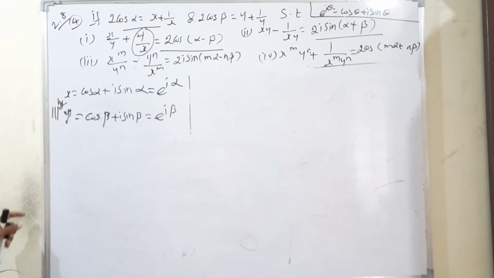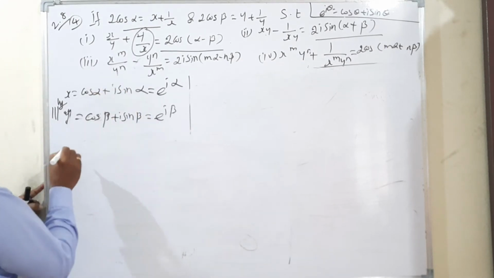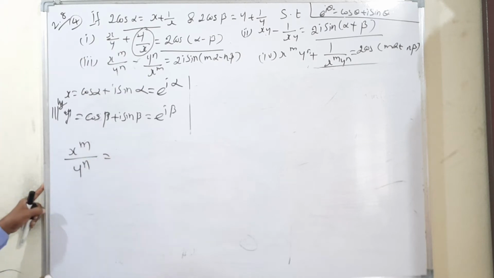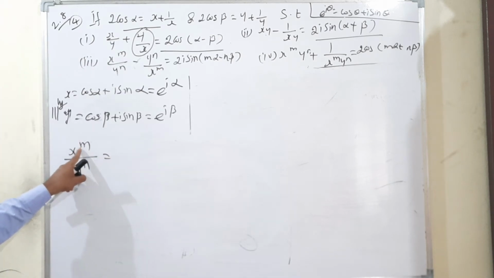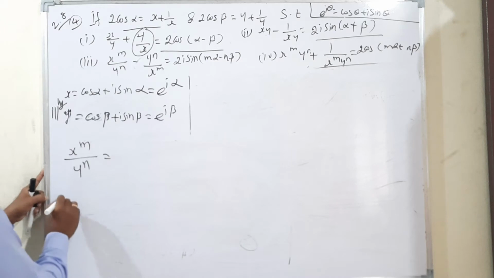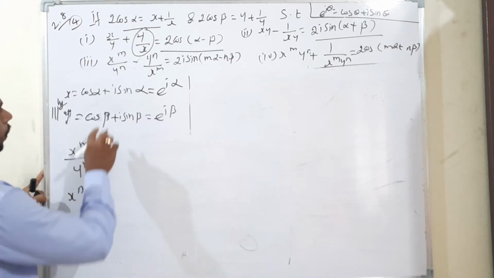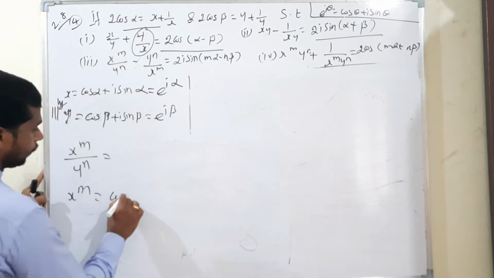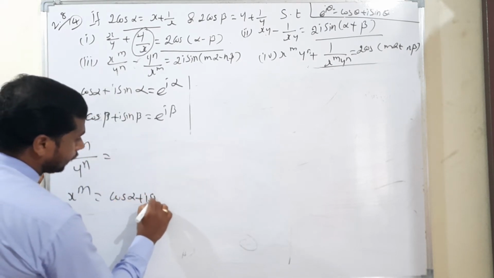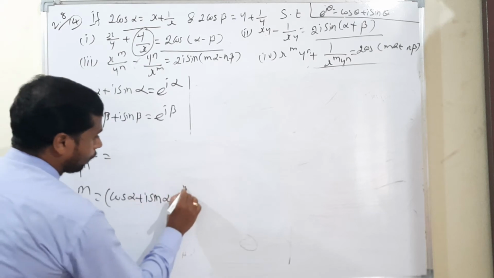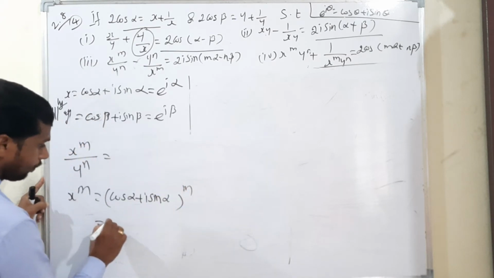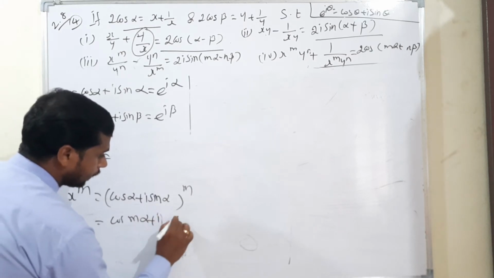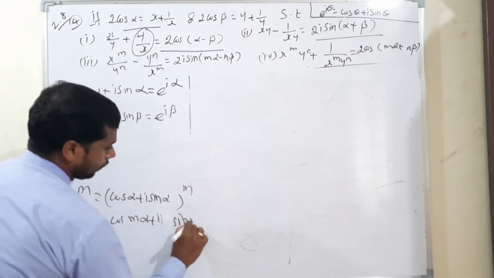So third condition, what is the third condition? x to the power m divided by y to the power n. First we need to find x to the power m. What is the meaning? Already we know x is equal to cos alpha plus i sin alpha, the whole power of m means, according to De Moivre's theorem, cos m alpha plus i sin m alpha.